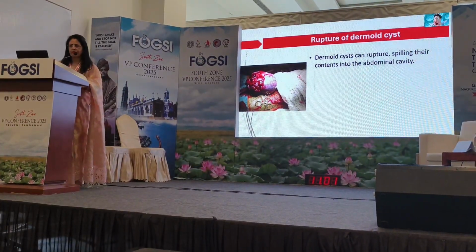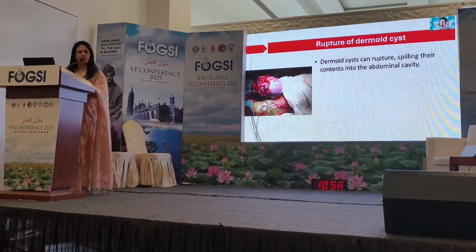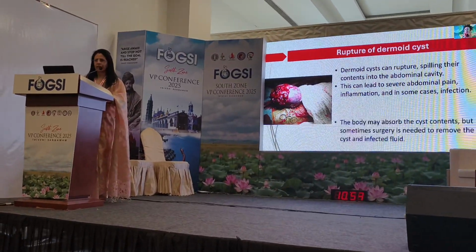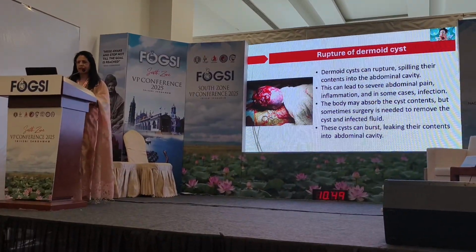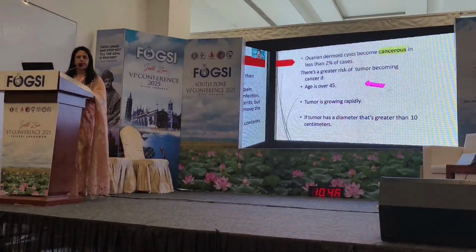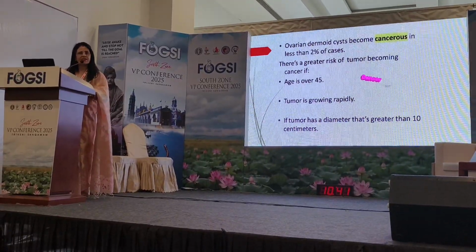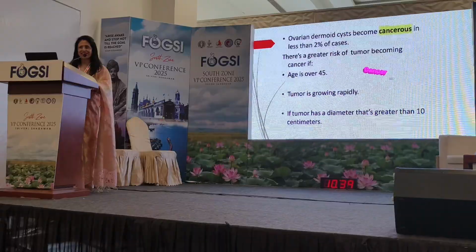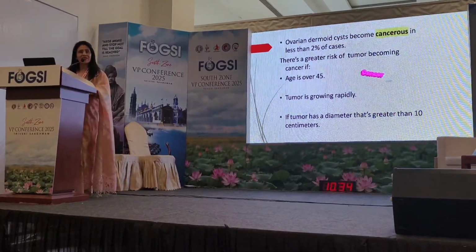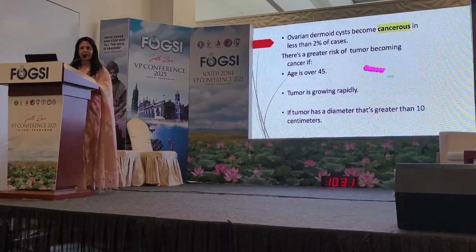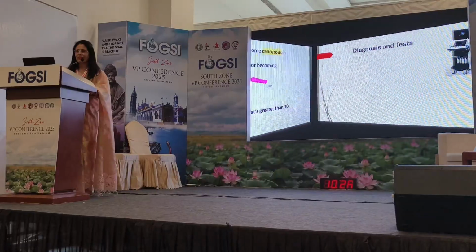The other complication is rupture. Here, the dermoid cyst can rupture, spilling its contents into the abdominal cavity. This can lead to severe abdominal pain, and these cysts can burst, leaking their contents into the abdominal cavity. Many times, this content is absorbed. In less than 2% of cases, there may be cancerous changes. There is a greater risk of the tumor becoming cancer if the age is over 45, the tumor is growing rapidly, or the tumor has a diameter greater than 10 centimeters.